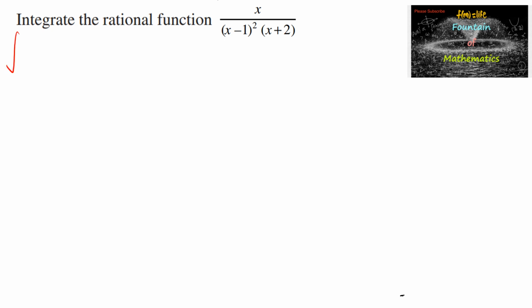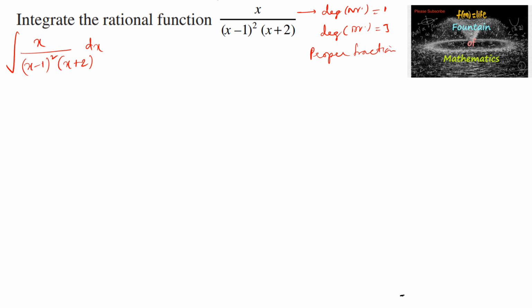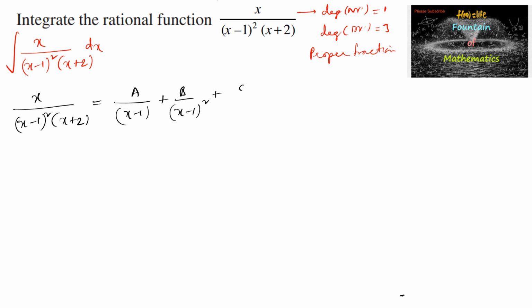Integrate the rational function x upon x minus 1 whole square into x plus 2 dx, and here we can say that the degree of numerator is 1 and degree of the denominator is equal to 3, so it is a proper fraction. So we can resolve into partial fractions, and moreover there is a repeated root x minus 1 whole square, and hence we can write x upon x minus 1 whole square into x plus 2 is equal to a upon x minus 1 and b upon x minus 1 whole square plus c upon x minus 2.